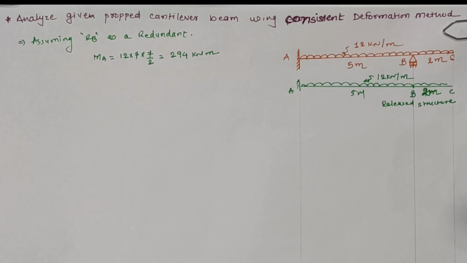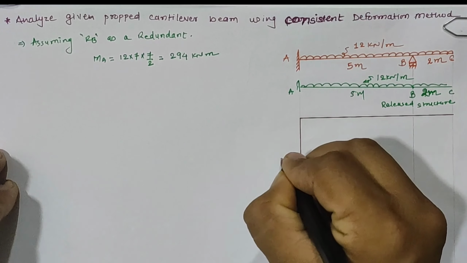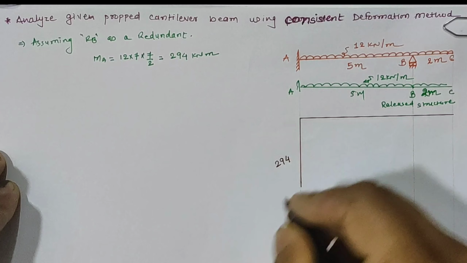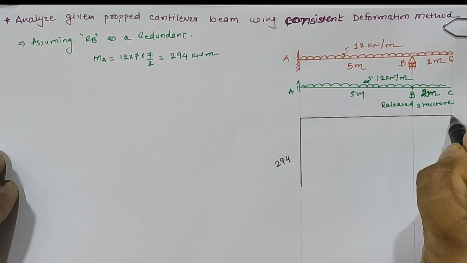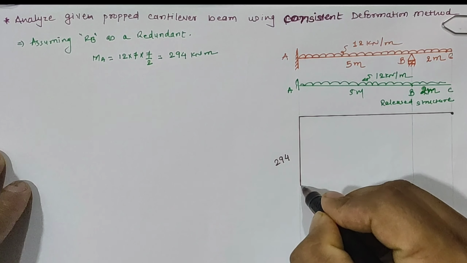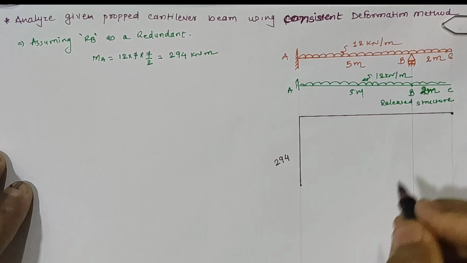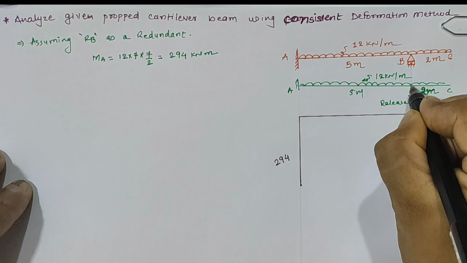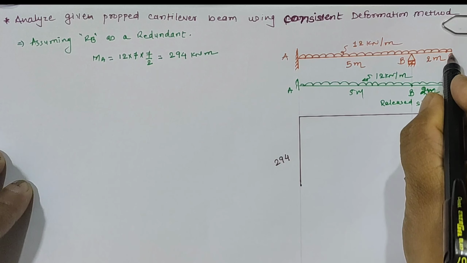And if we draw a bending moment diagram for this released structure, then at location A our value is 294 kilonewton meter and at location C our value is 0. According to the rules of bending moment diagram for UDL, we have to connect these 2 points by a parabolic curve. If we select a point B at a 2 meter distance from support C, then the moment at point B is equal to 12 into 2 into 2 by 2, which is equal to 24 kilonewton meter.